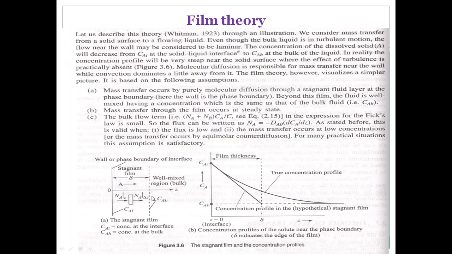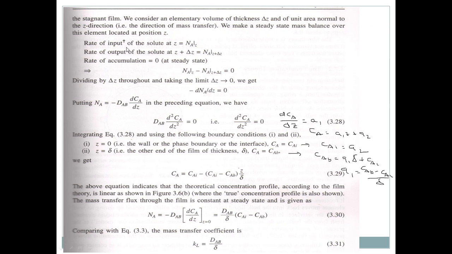Okay. So if you take the rate of input of the solute at z, N_A into z, output at z plus delta z, N_A at z plus delta z, and the accumulation term equal to 0, in this component balance, rate of input minus rate of output minus rate of accumulation is equal to 0. Why is the rate of accumulation 0? Because it is under steady state. Now if you divide by delta z and take the limit delta z tends to 0, this equation will come: minus dN_A/dz equal to 0, or dN_A/dz equal to 0.